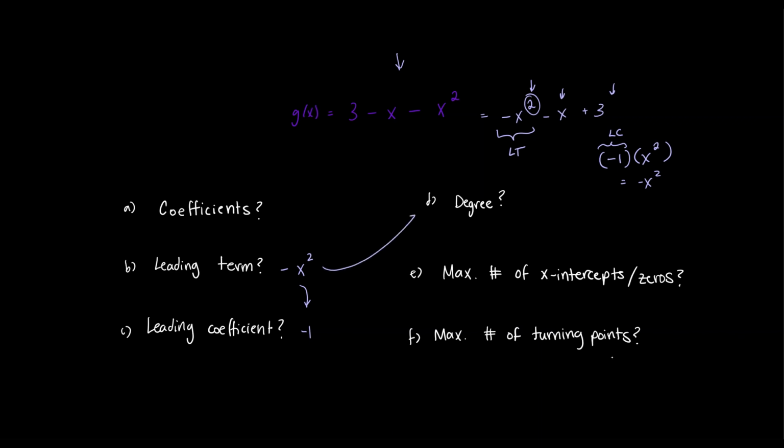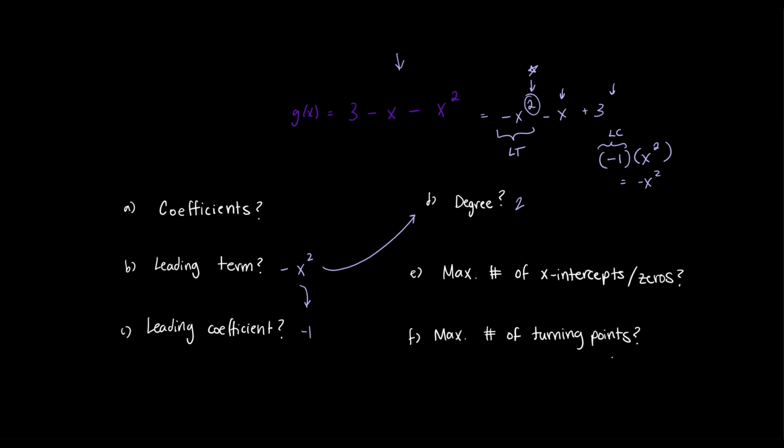Additionally, we can extract the degree from the leading term. The highest power of x in this function is 2, so it is of degree 2. From the degree, we can use the rule that we used previously to determine the maximum number of x-intercepts and the maximum number of turning points.